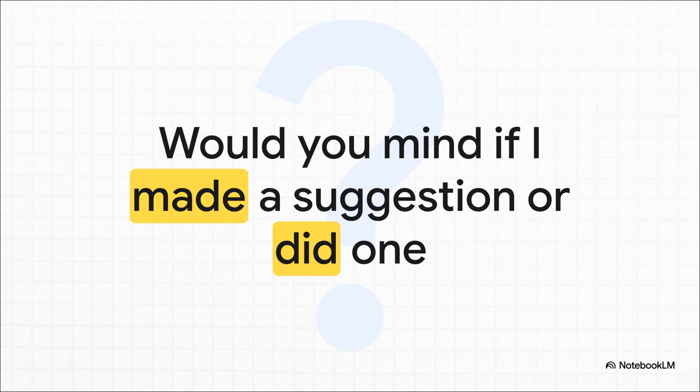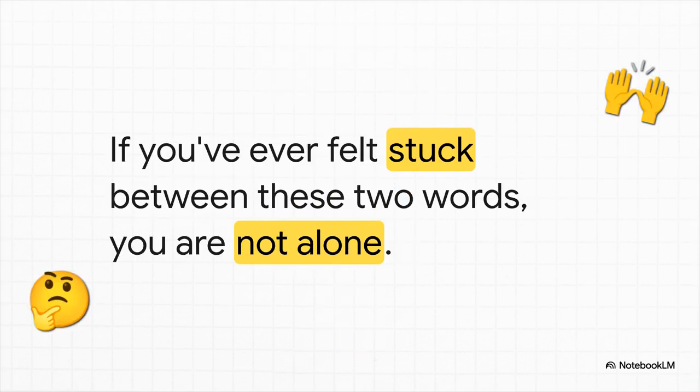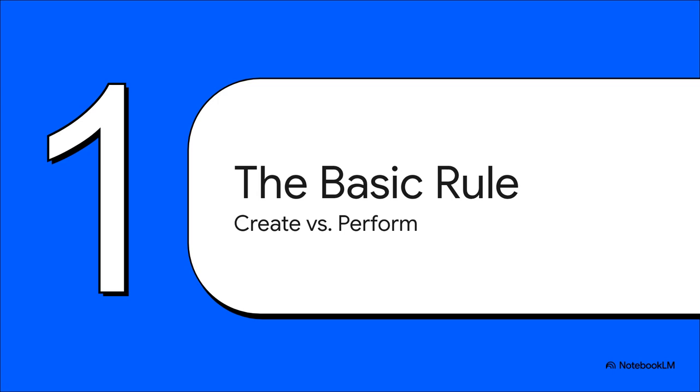This is exactly the kind of spot that can make you freeze up right in the middle of a sentence. And hey, if you pause there for a second, you are in good company. This is a classic English puzzle. But the good news? There's a really simple key to unlock it, and we're going to figure it out together. It all boils down to one single basic idea.